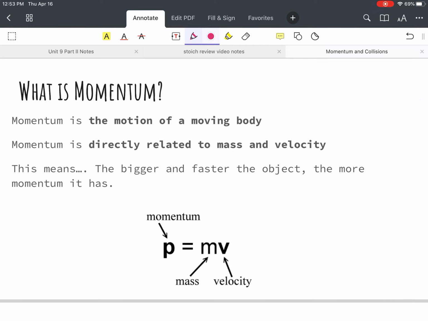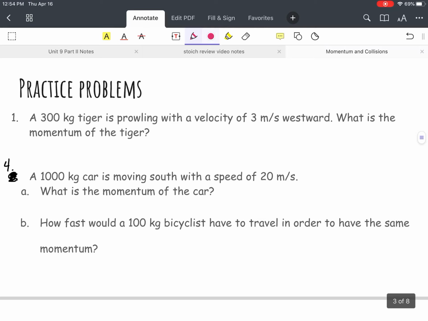Momentum is just the motion of some kind of moving object. So any moving object is going to have momentum, and it's related to the mass and the velocity of the object. If the object is big, it's going to have more momentum than a smaller object. If the object is moving fast, it's going to have more momentum than the slower object. That's why a large football player can run through a smaller player. Well, he has more momentum. We also have a formula here. P is our symbol for momentum, and then we have our mass and velocity. We get our momentum by just multiplying those two together.